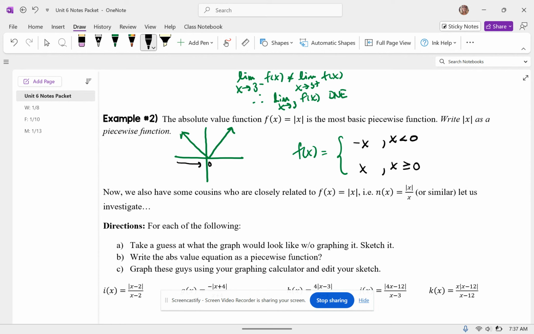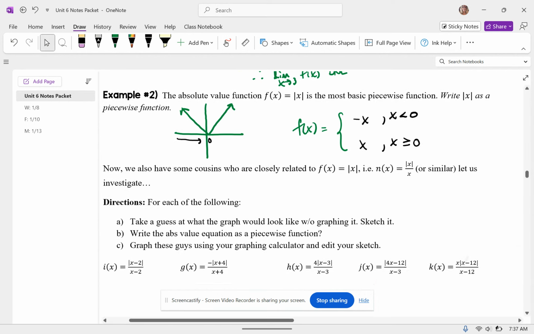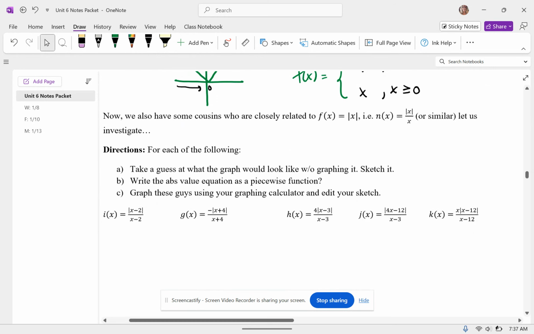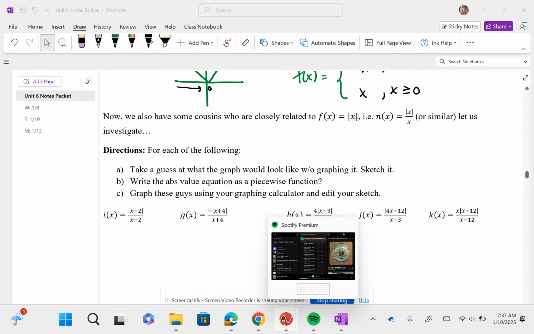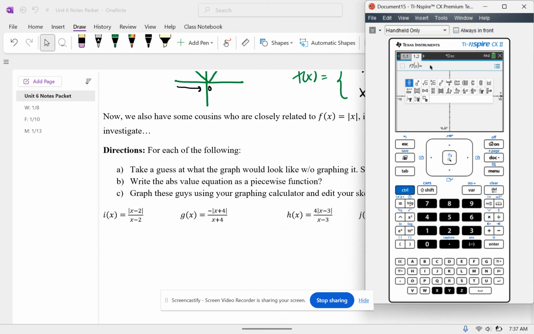So now we also have some cousins who are closely related to f of x equals the absolute value of x. So take, for example, something that looks like the absolute value of x over x. Let us investigate, okay? So before I let you guys break away and think about this together with your group or partner, whatever, let's take a look at what this looks like.